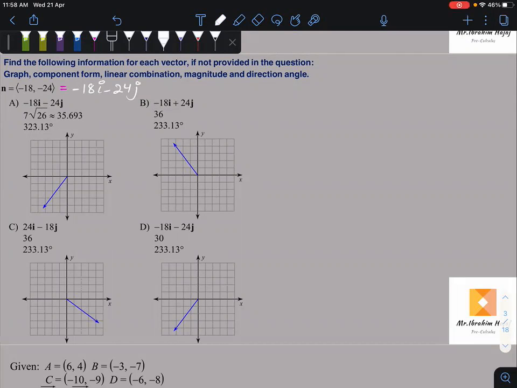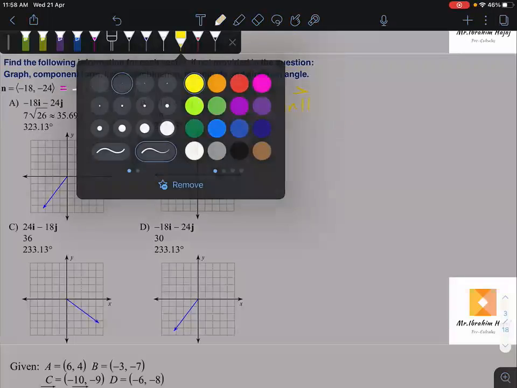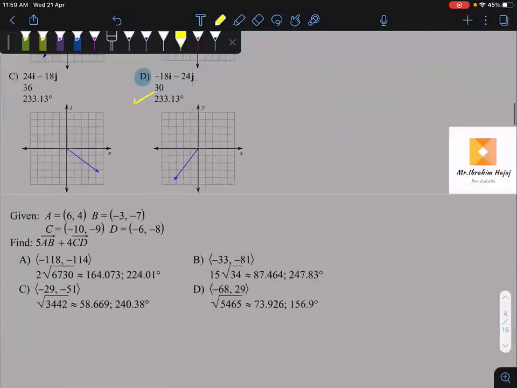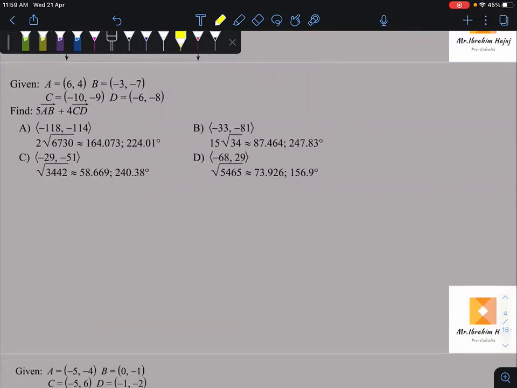Okay, we can find easily now the magnitude of this vector n, which is equal to the square root of -18 all squared plus -24 all squared, and this all is equal to what? 30. Yes, it's equal to 30. So the only answer here that includes 30 is letter D. So your answer is D.